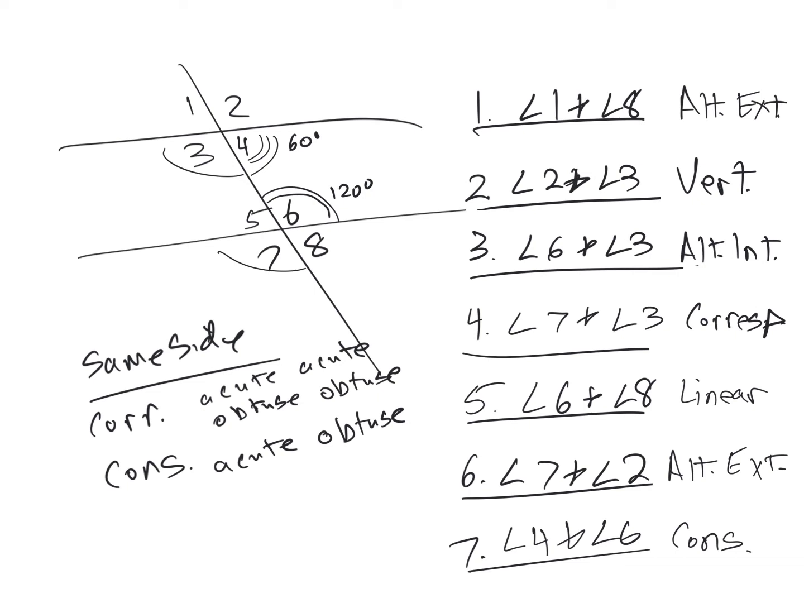Give an example that would be consecutive. Yeah, number 7: 4 and 6. And 3 and 5 are consecutive. And 2 and 8 are consecutive exterior angles. We haven't had a theorem for that, but I've mentioned that a couple times already, and you are supposed to know it because I've talked about it. So 2 and 8 are on the same side, so they're either corresponding or consecutive. So you look at 2 and 8. Angle 2 is obtuse. Angle 8 is acute.